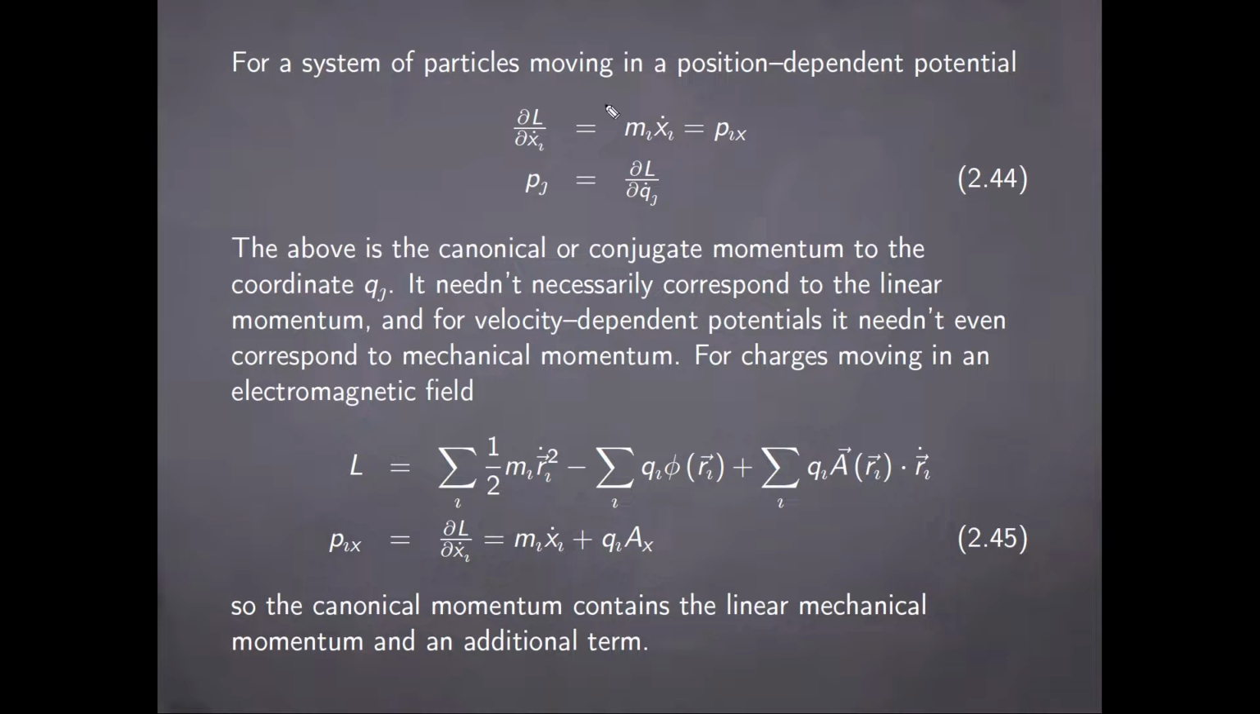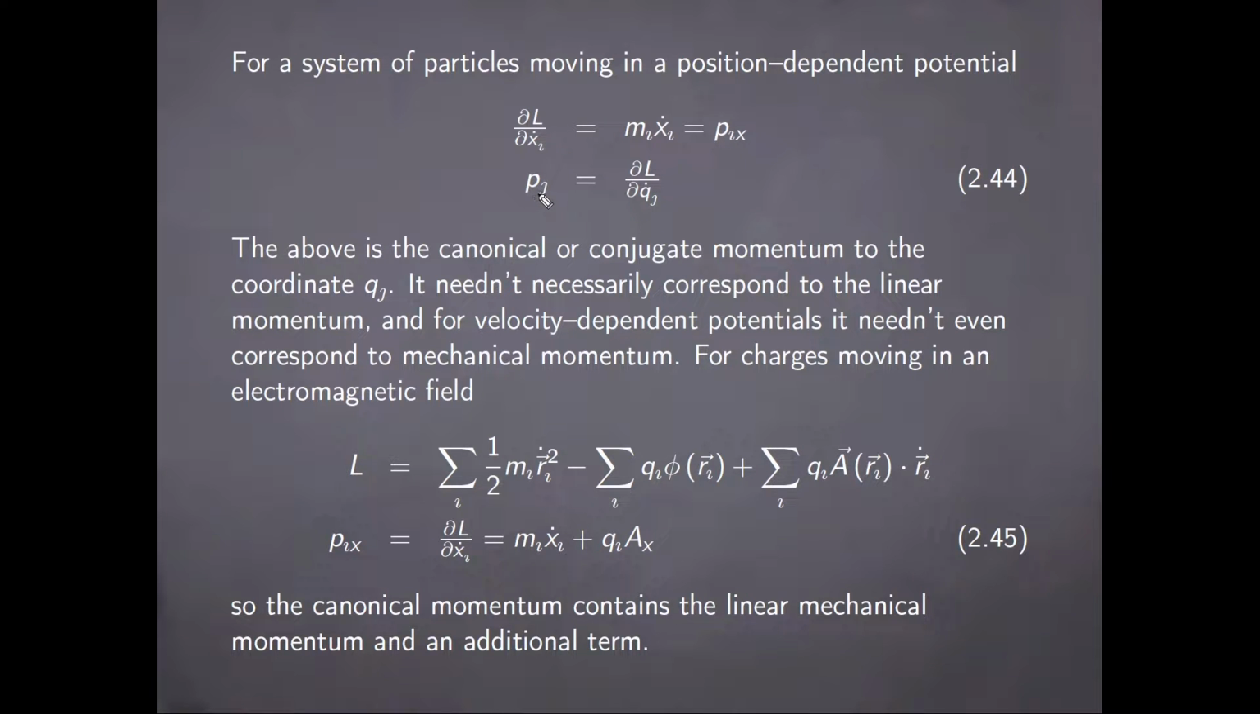For a system of particles moving in a position-dependent potential, it is clear that the derivatives of the Lagrangian with respect to velocities will only contain the velocity-dependent terms in the kinetic energy, and by definition, this quantity, for example, for the derivative with respect to the x component of the velocity for particle i, is just the x component of the linear momentum of particle i.